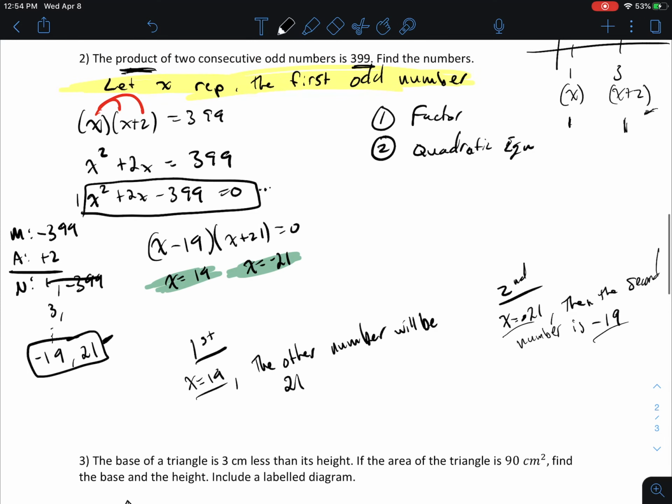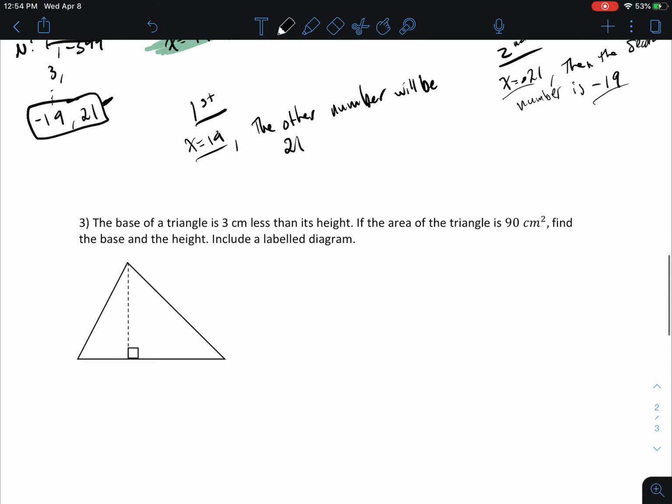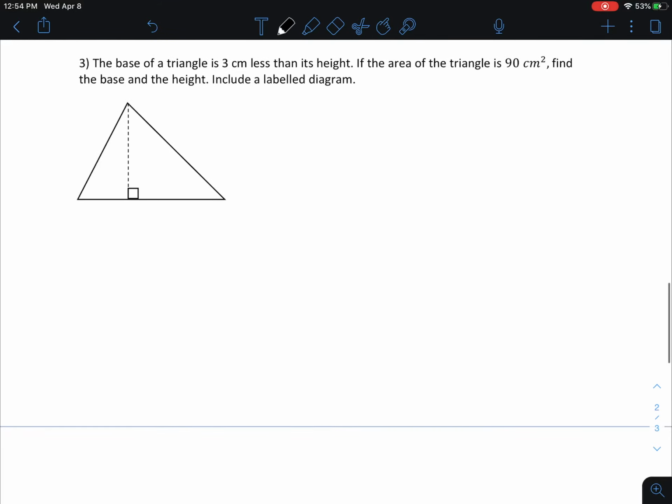I'll give you a couple more of those in the homework, and you tell me what the numbers are, right? Okay. So let's go down to number 3 now.